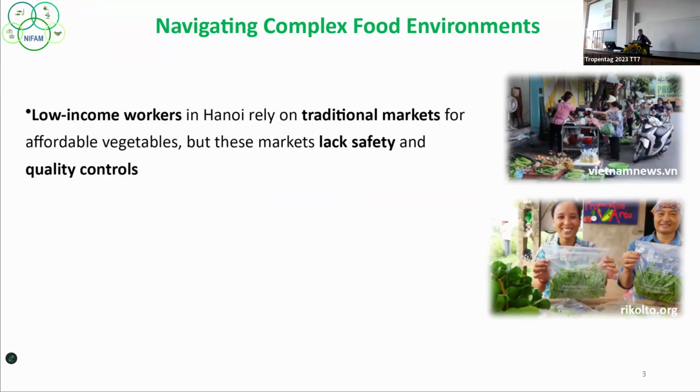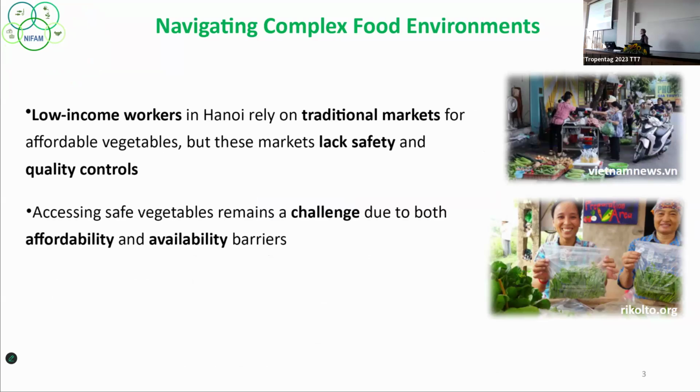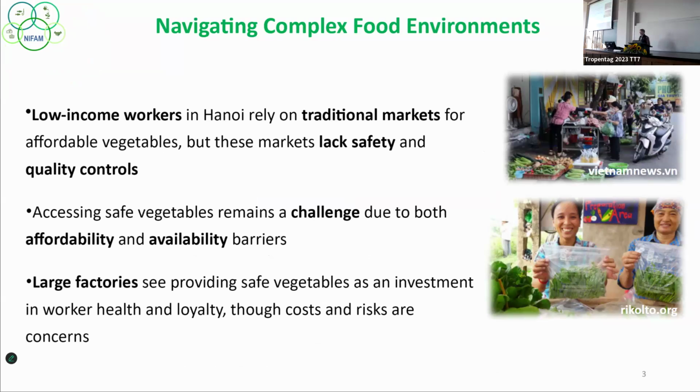The pain point, the issue here is that low-income workers, we're focused in particular on low-income workers within this urban environment. They rely on traditional markets, but they don't really have good mechanisms for getting food which has gone through a quality control system. So they lack safety and quality controls. Accessing safe vegetables is a challenge.